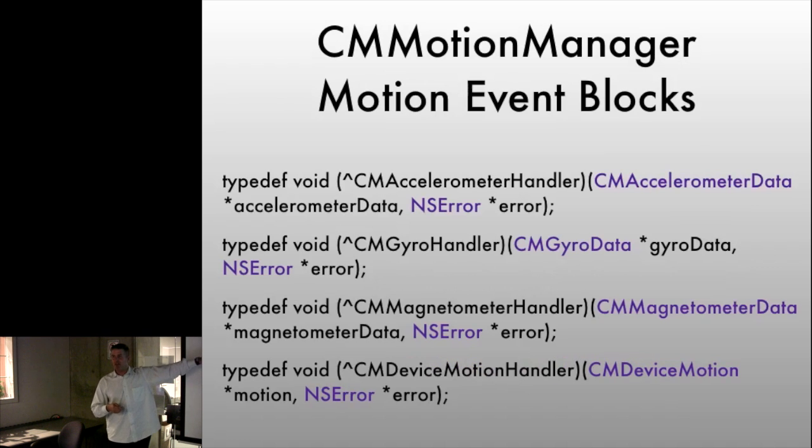So here's what the motion event blocks look like. Kevin talked about blocks earlier, so I'm not going to cover them again. There is a reference URL at the end of these slides if you need an update on the syntax of these blocks. But this is what the blocks look like, and they all follow the same pattern. They don't return anything, but they do take the specific type of core motion data object in as a parameter, and you also get passed in a pointer to an error as well. I'll show you what this error object looks like in just a second.